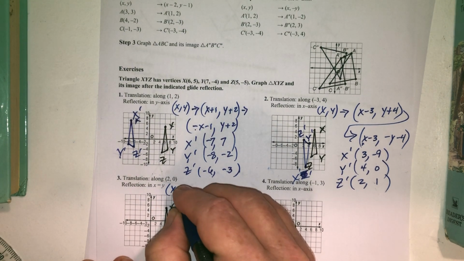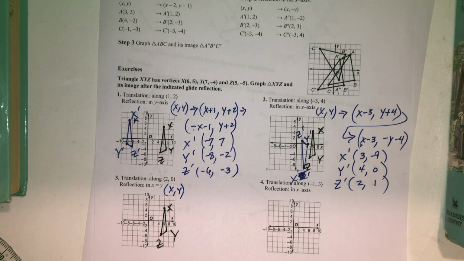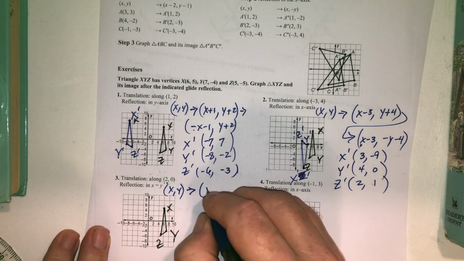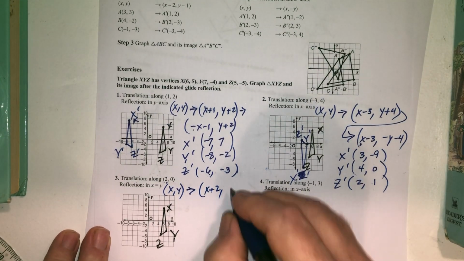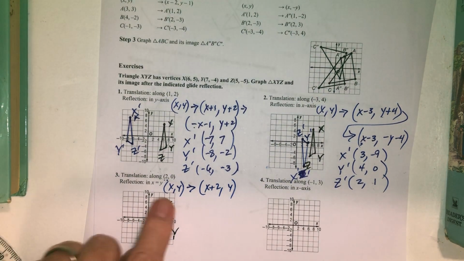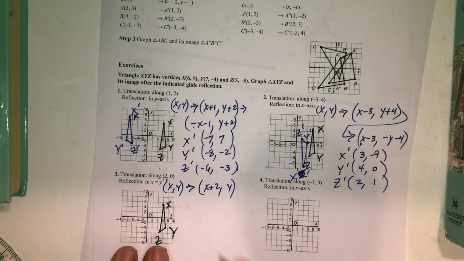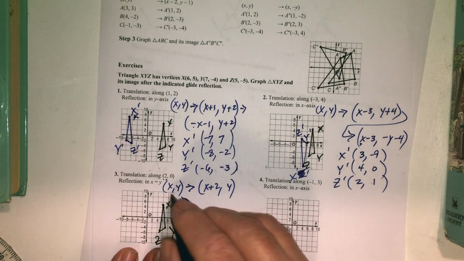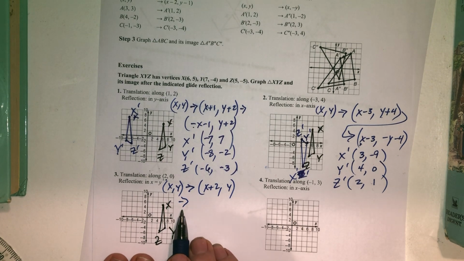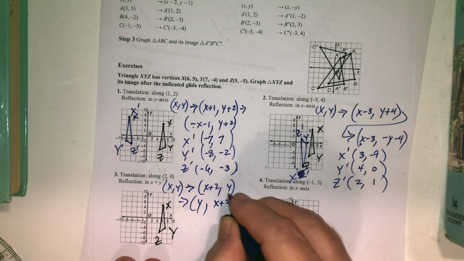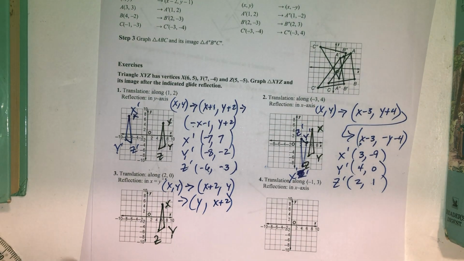Okay, now let's write the rule. The rule for this composition of transformations would begin by increasing the x-coordinate by 2 and leaving the y coordinate what it is. Now, if you reflect about the line y equals x, or x equals y, it's the same thing either way, you reverse the roles of these. So this rule becomes (x, y) changes to (y, x plus 2). That's what the rule would be.